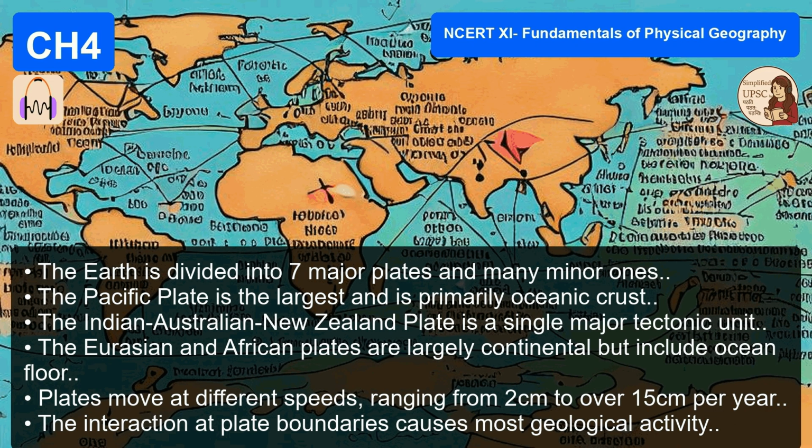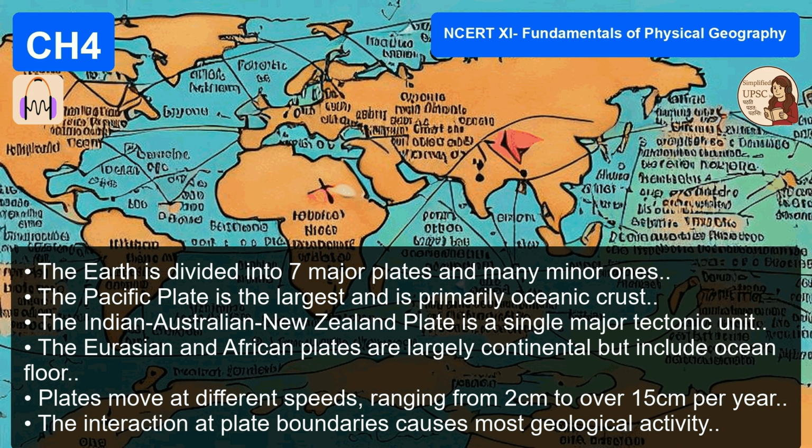Let's run through the roster then. There are 7 major plates. This is standard geography, but it's essential to know them. Right, let's list them quickly. First, the Antarctica plate, which includes the continent and the surrounding ocean. Then you have the North American plate and the South American plate. Then there's the massive Pacific plate.